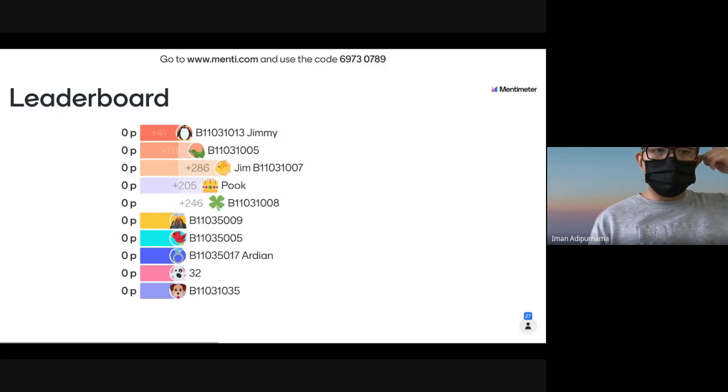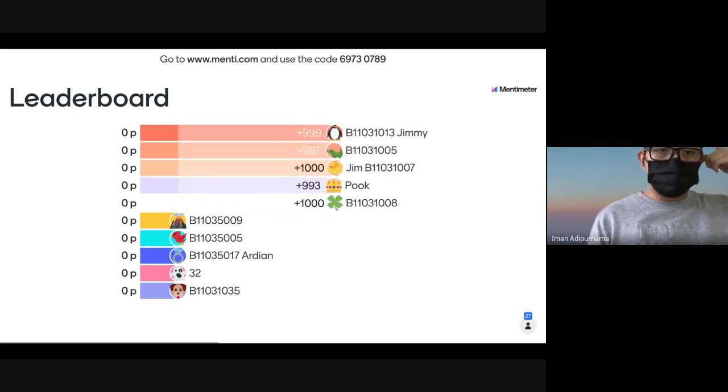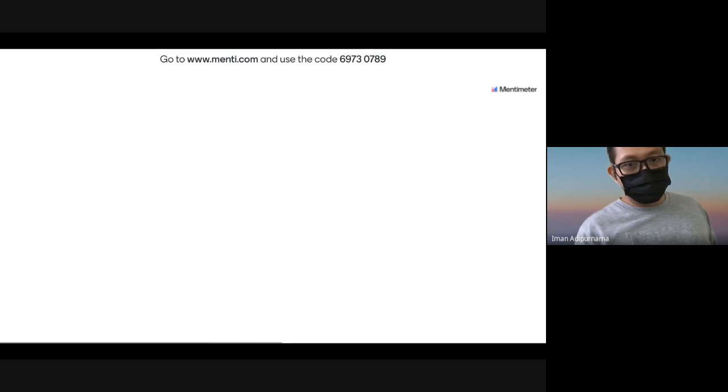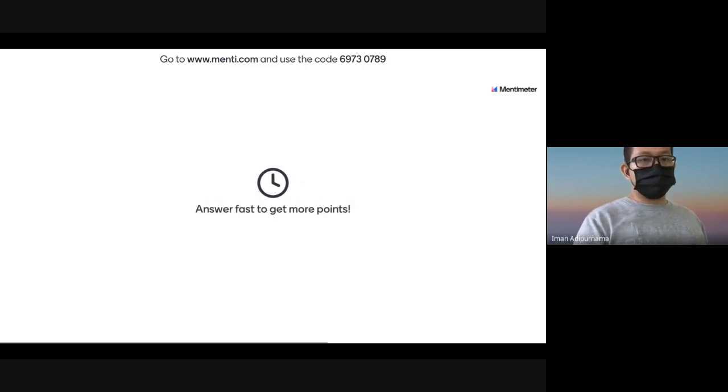Let's see who gets the correct answer. Yeah, only 5 people in the class. Do you get it or not? Oh, you get it? Okay, good. Okay, let's go one more. Question 2, 3, 2, 1. Okay, let's start. Now answer fast to get more points.